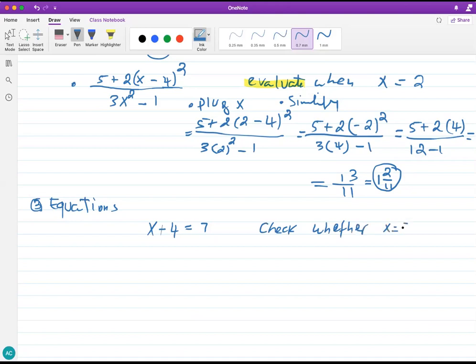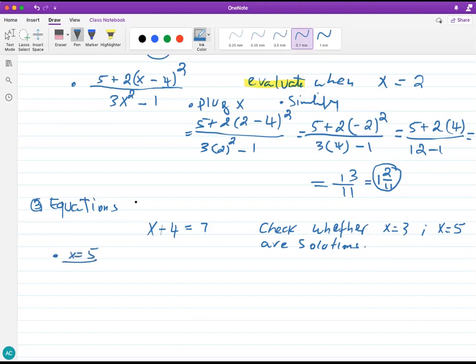Check whether x, for example, 3, and x, let's say, 5, are solutions to this equation. Okay, let's start with maybe x equals 5.